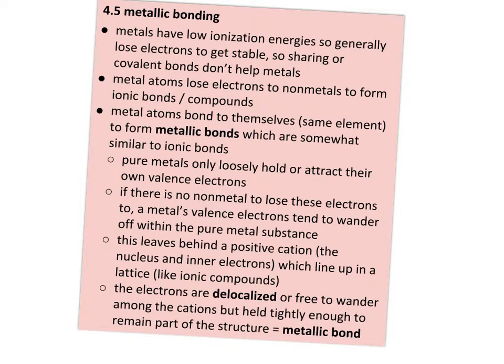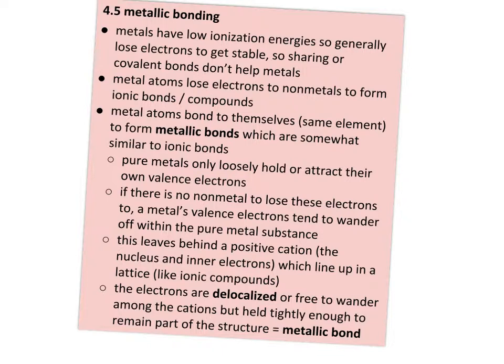Welcome. This video is going to look at Section 5 from Chapter 4 of the Brown SL Chemistry book, and Section 5 looks at metallic bonding. Metals have low ionization energy, so they generally lose electrons to get stable. So if they can transfer them to a nonmetal, that's great, and an ionic bond results. But if they don't have a nonmetal around to lose them to, then sharing doesn't really work so well.